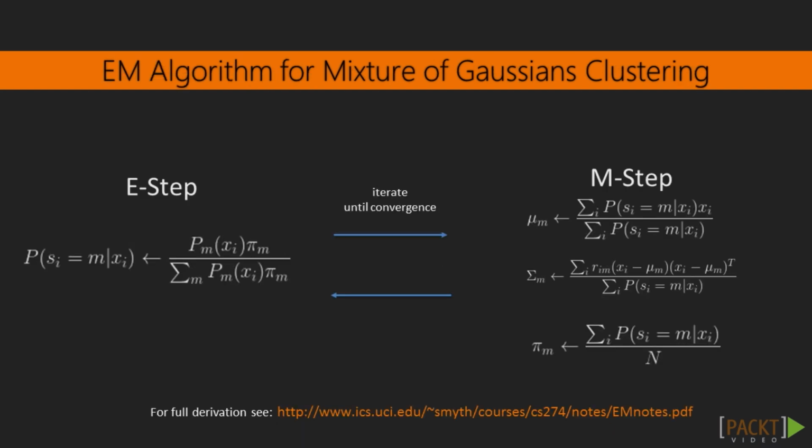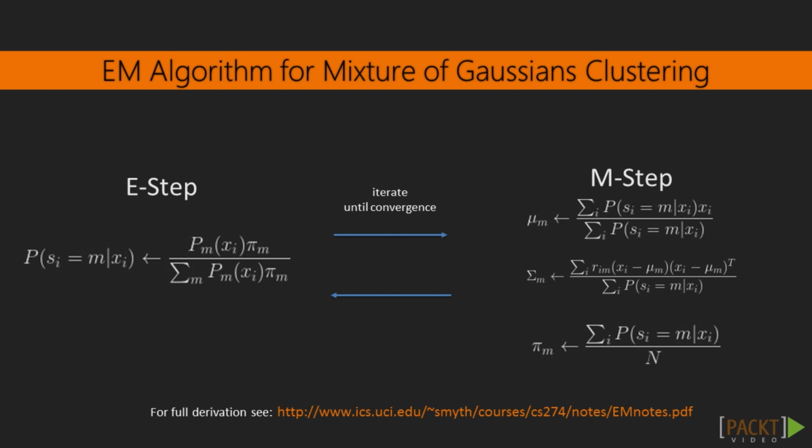Finally, let's look at the pseudocode for the EM algorithm for mixture of Gaussians clustering. In the E step, we update the posterior distributions over cluster assignments, which depends on the hidden variables that we mentioned earlier. In the M step, we update the hidden variables given the posterior that was updated in the E step.